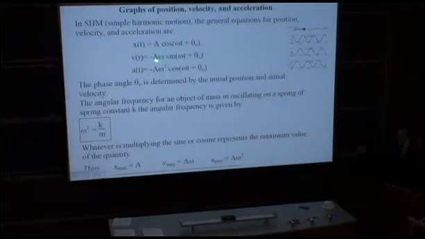This product has a name, maximum speed. That's the maximum value the speed might have. This product has a name, maximum acceleration. That's the maximum value for the acceleration which this object might have.